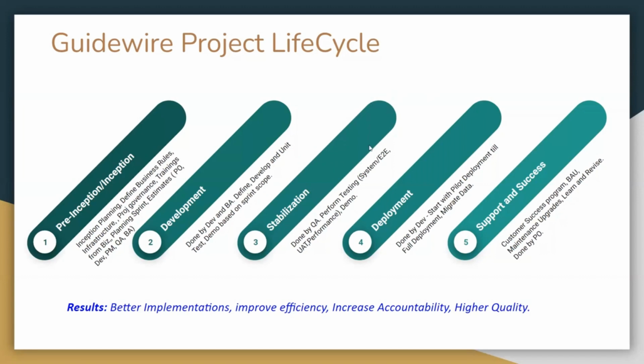Once the phase is completed and if there is no risk, the code is moved to deployment, from pre-production to the production phase. And once it is moved to production, it goes into support and success.